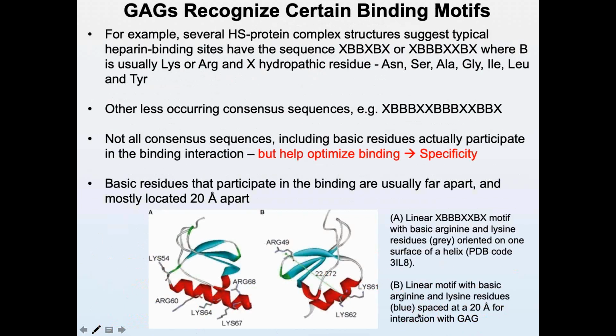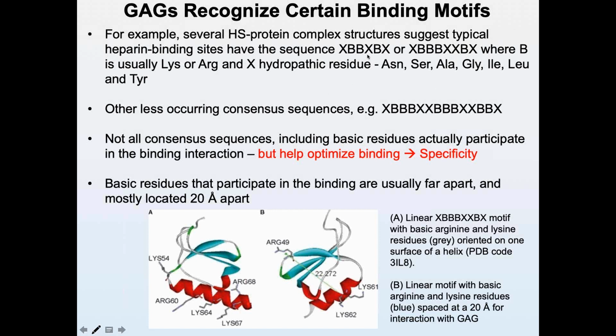So let's take specific examples. In the beginning, as I said, you have all these proteins that have basic residues. How come they don't bind? One of the reasons is that GAG binds to certain sequences. This GAG binding protein has to have a certain motif in order to attract these GAGs. Some of these motifs are shown here.